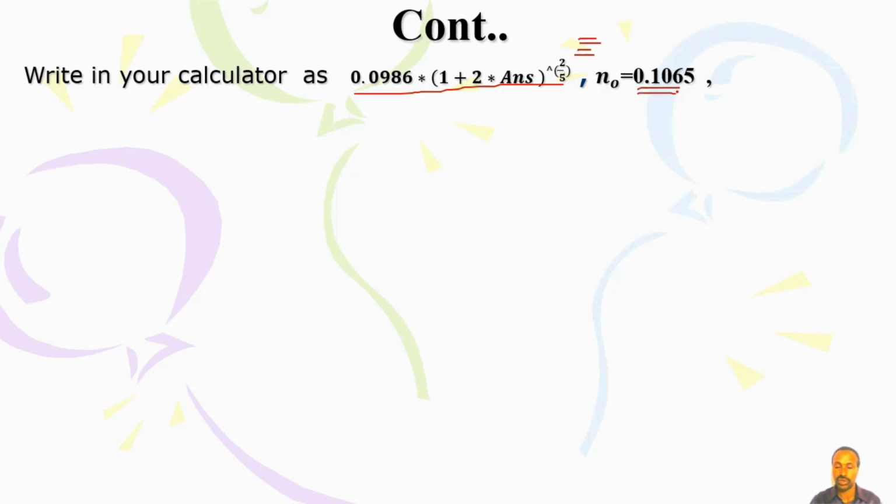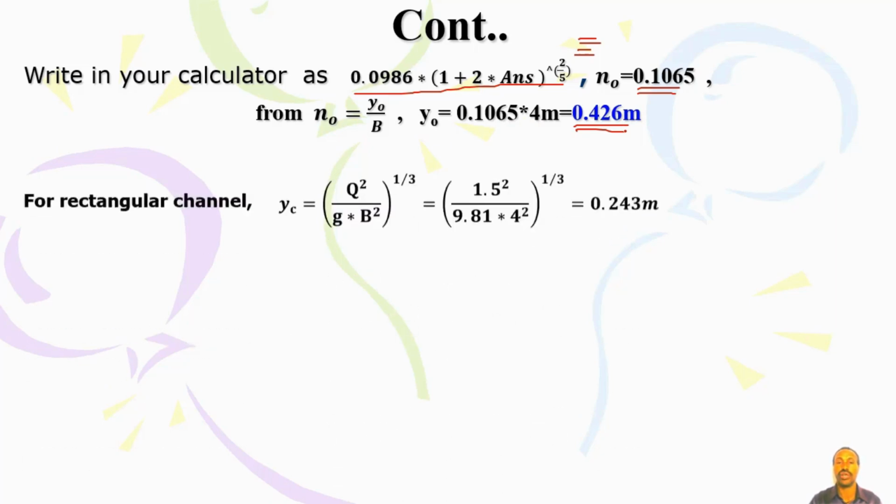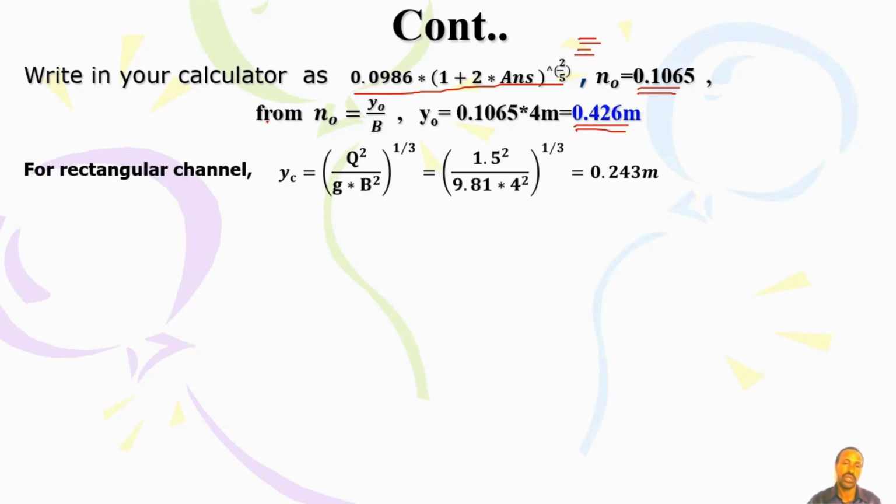Once you get η naught, then you can find Y naught. η naught is equal to Y naught over b. So normal depth will be 0.426. Once you find normal depth, then for a rectangular channel, we know that critical depth is given by this equation. Yc is equal to q squared over g, the whole to the power of 1/3. Then you substitute the known values, then you get 0.24.